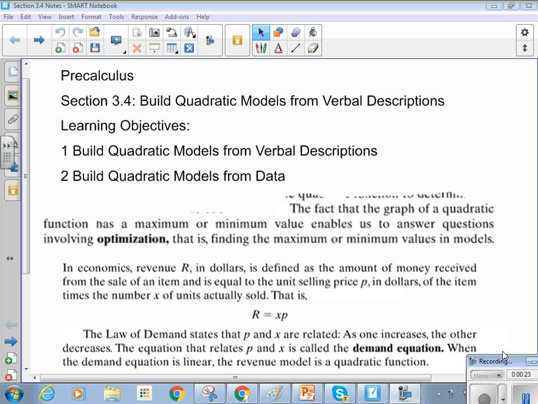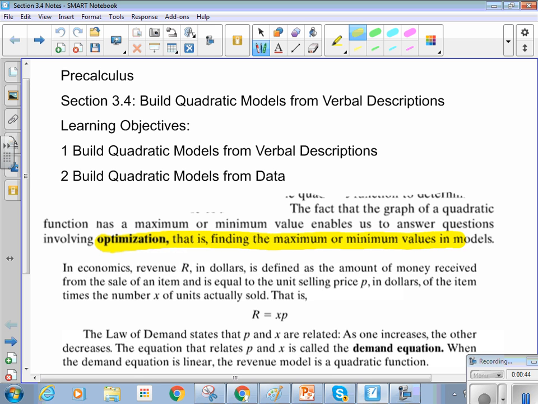The fact that the graph of a quadratic function has a maximum or minimum value enables us to answer questions involving optimization. And that's what I want you guys to write in your notes, is the definition of optimization. That is, finding the maximum or minimum values in models.